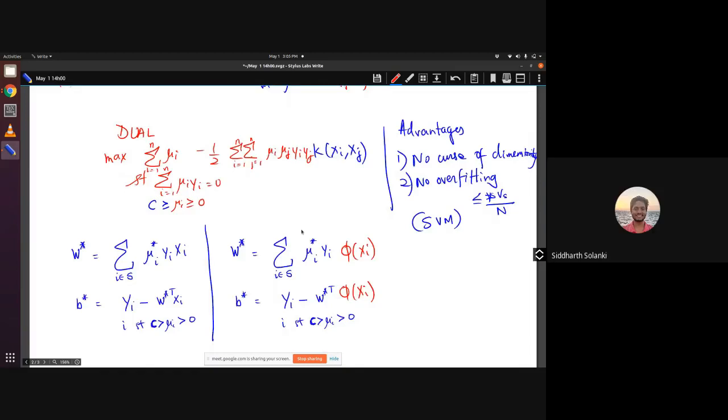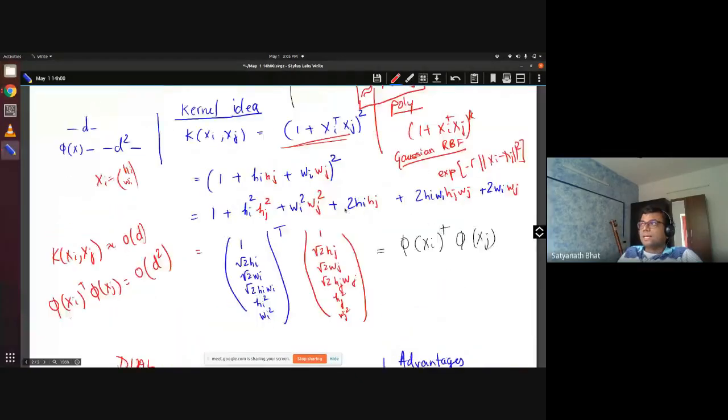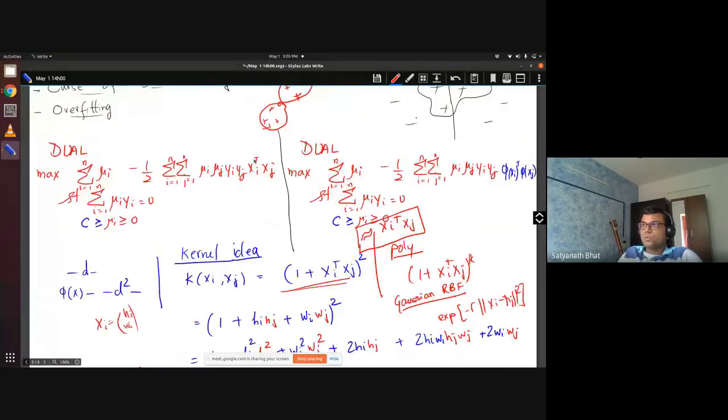Sir, originally what did we write in the dual instead of the kernel? It was xi transpose xj. Okay, so this becomes phi of xi transpose phi of xj, right, if you go into the higher dimension.